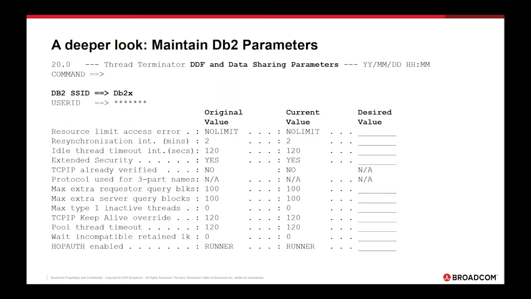Entering option 18 as one of my examples, we can see DDF and data sharing parameters, the original value, the current value for this subsystem, and the desired value for the wanted change. Very easy to get and very easy to change.